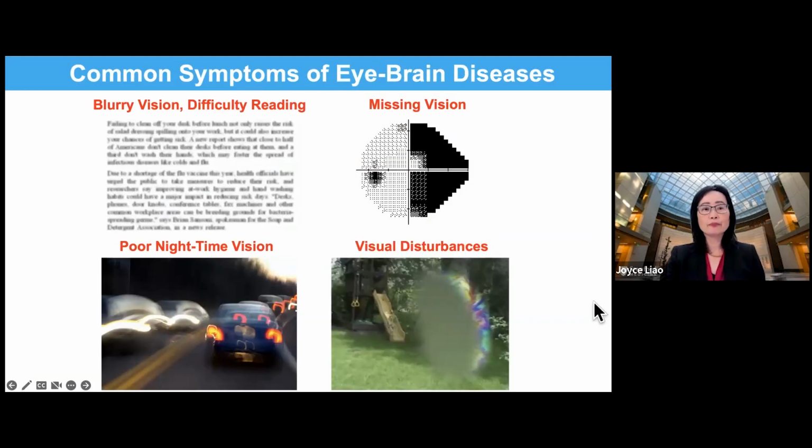Patients with symptoms of eye-brain diseases can present with a variety of different problems. They may complain of blurry vision, difficulty reading, difficulty with nighttime vision, or visual disturbances. As a neuro-ophthalmologist, I sometimes see patients who are missing part of the vision because of a disruption in the eye-brain network. So sometimes, even if the eye, the camera, captures the information perfectly, it is not being transmitted to the brain for interpretation because it is interrupted due to an optic nerve disease or interruption in parts of the brain affecting the visual pathway.